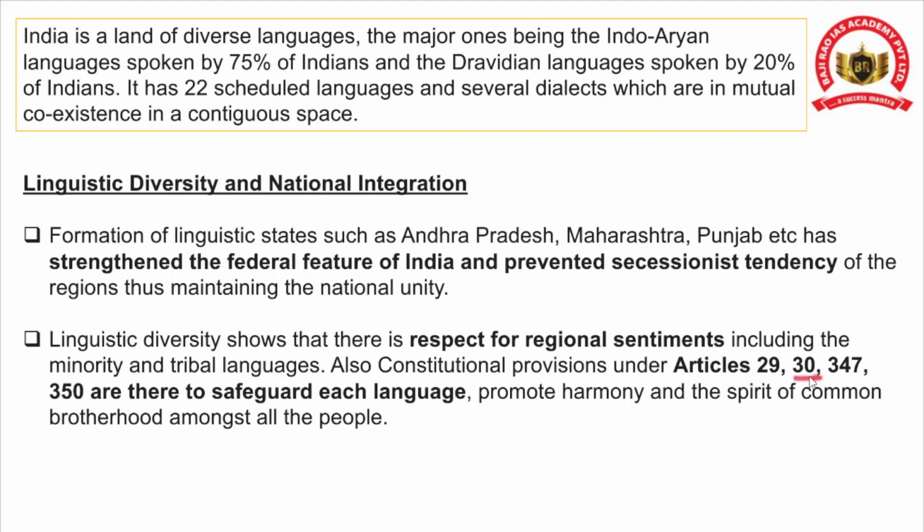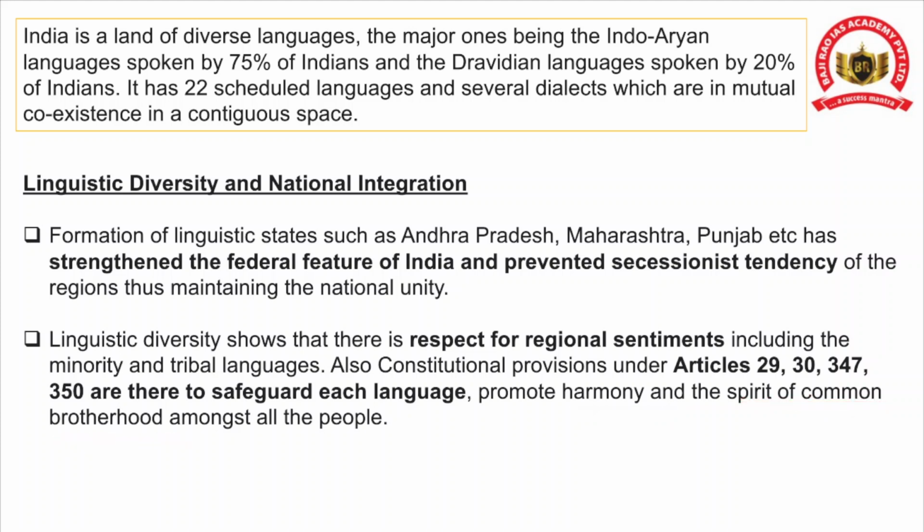And Article 30 speaks about the right to establish and administer educational institutions by the minorities. So both linguistic minorities and religious minorities are recognized by the Indian Constitution. Therefore, along with Articles 29 and 30, Articles 347 and 350 were also created to protect and safeguard the language. So overall, it has resulted in promoting harmony and the spirit of common brotherhood among all of us.